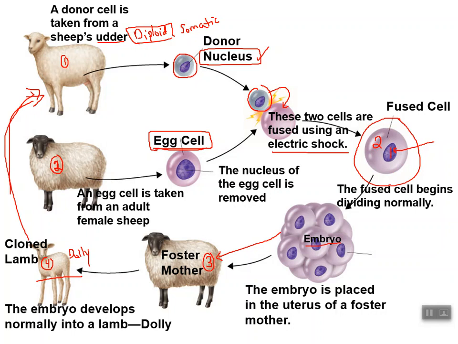Pretty cool. This divides into an embryo. That gets put into a carrier, a foster mother. And then when she gives birth, this lamb, this clone, is of sheep 1, because that's the sheep that gave the DNA.